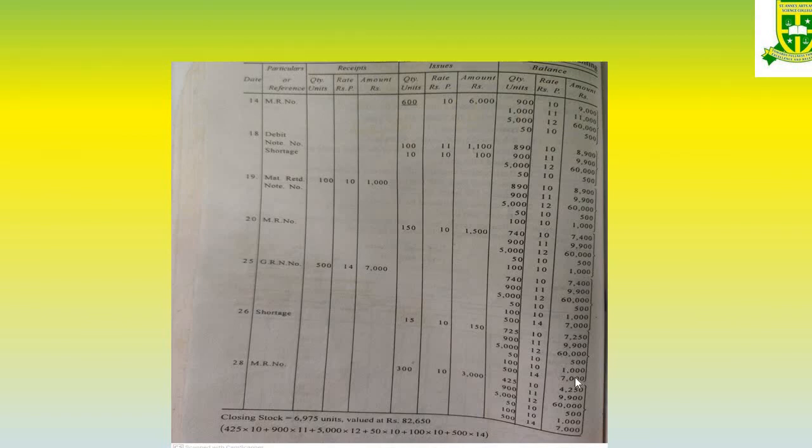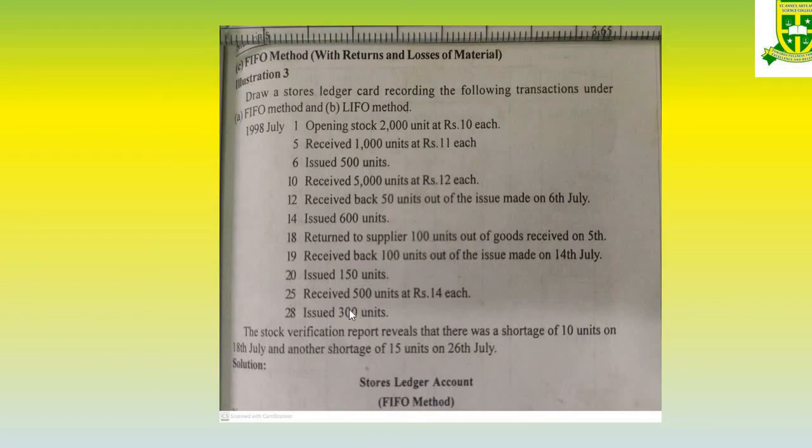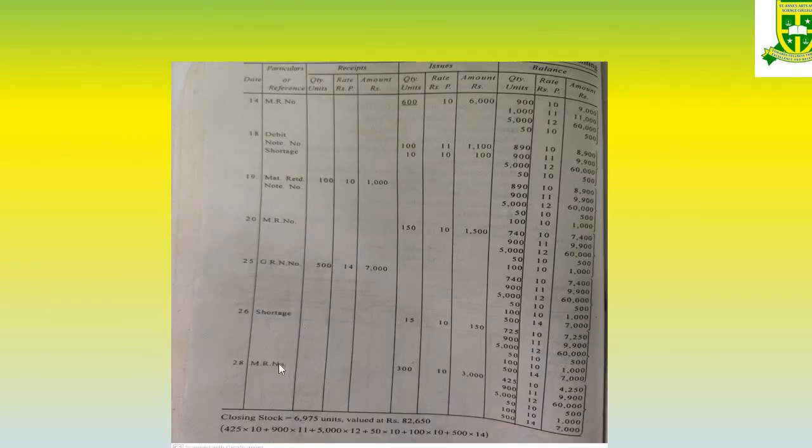Others are repeated. So when there are more items you have to repeat them again. Don't miss any items. Then the last one is on 28th. Issued 300 units. That is an MR number. So from 725 you are issuing only 300 at the rate of 10, 3000. The balance is 425, 10, 4250.